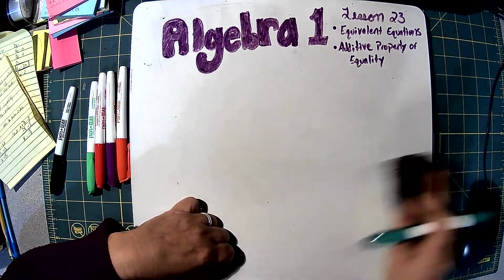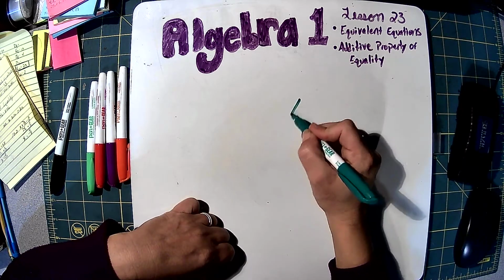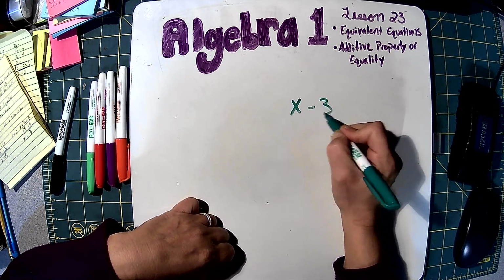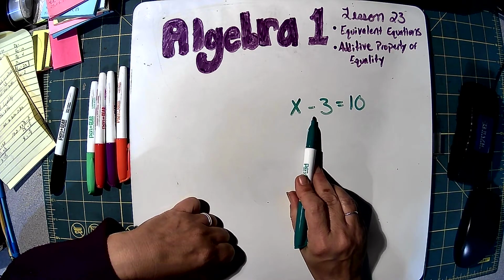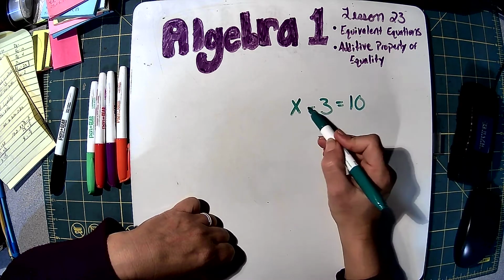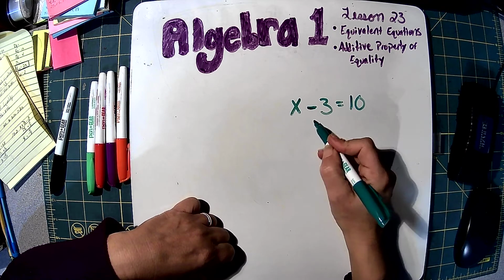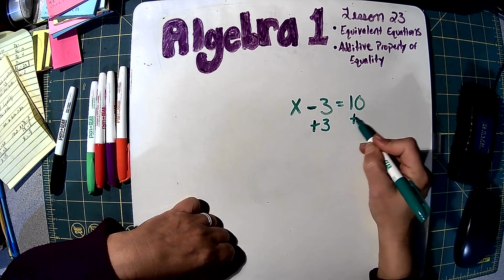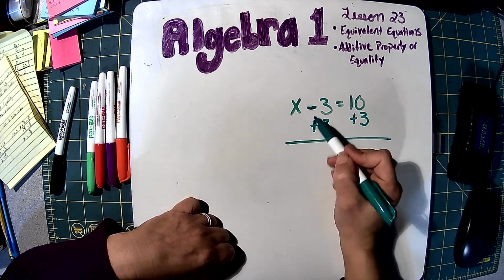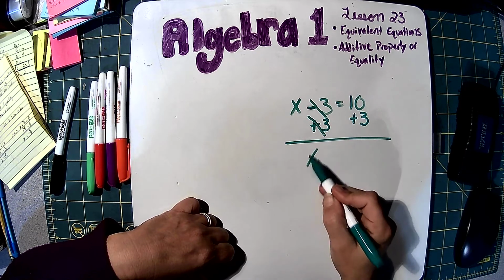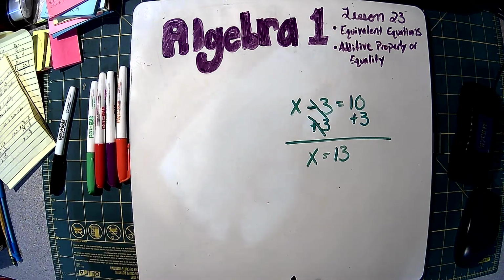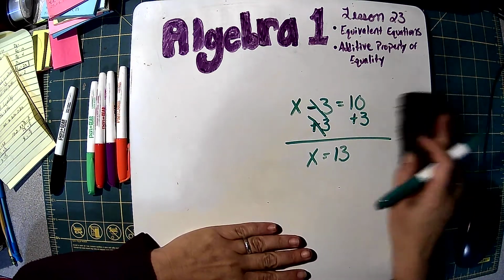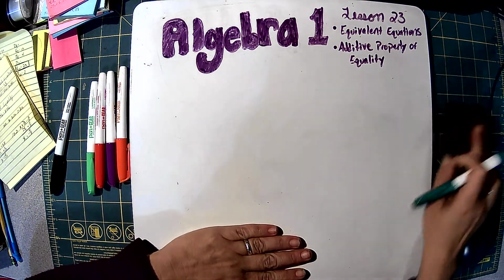Alright, let's try one with subtracting. What if we had x minus 3 equals 10? Okay, what's the opposite of negative 3? Positive 3. Or you could say, what's the opposite of minus 3? Plus 3. So we're going to add plus 3 to both sides. These cancel, and we get x equals 13. Okay, so that's how we're going to solve basic equations using addition.